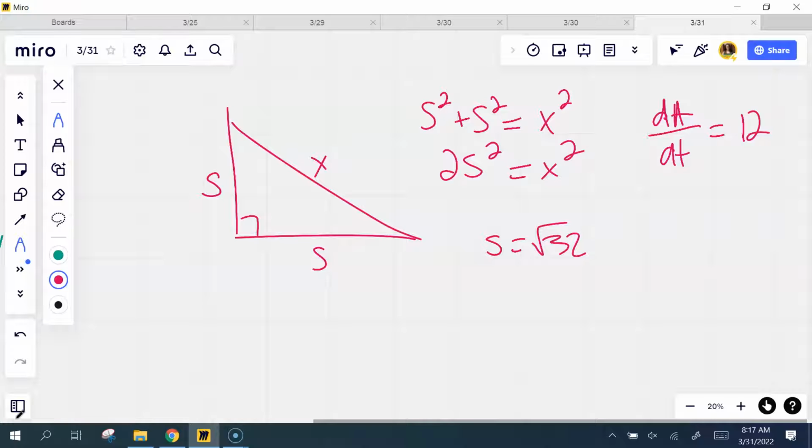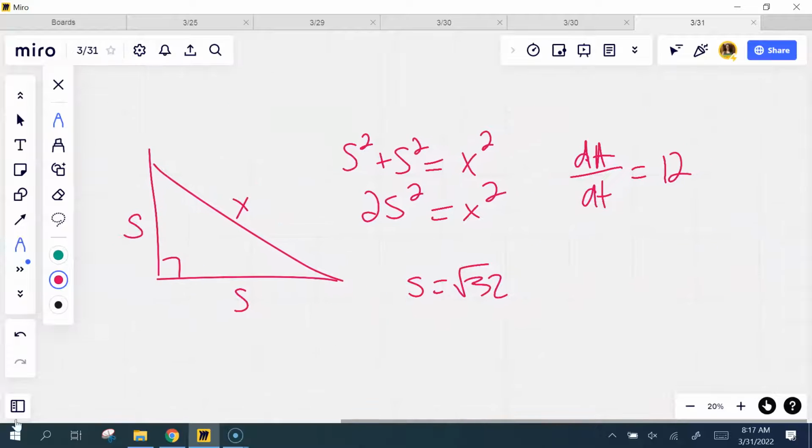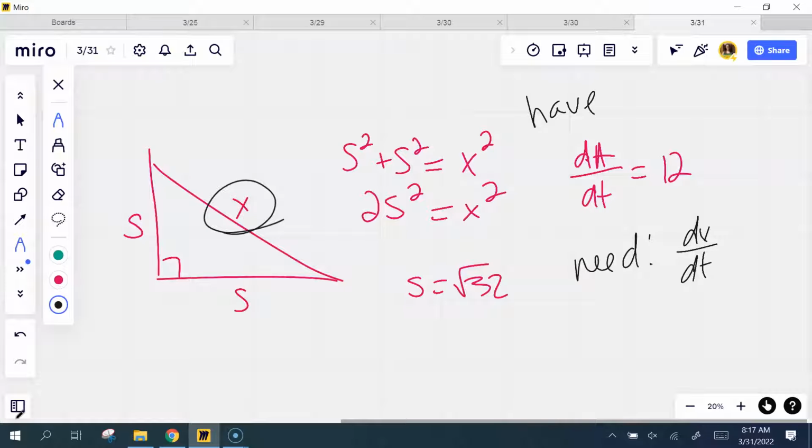At what rate, okay, this is one of those where whenever we work them in class, this is what we have, and then what do we need? We need, at what rate is the length of the hypotenuse increasing? So we need dx dt, right? At what rate is this one changing? Do you agree with that?